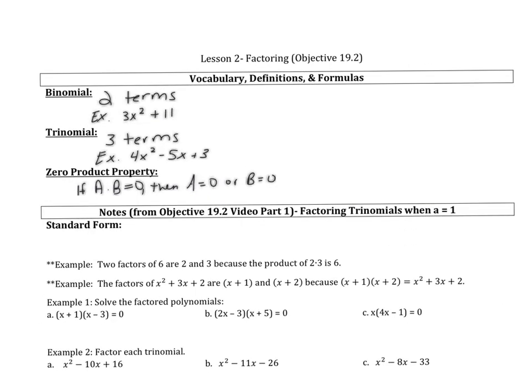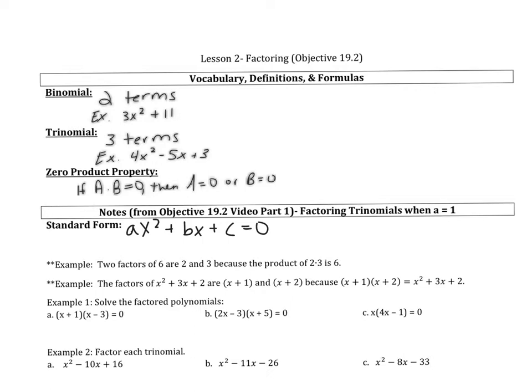Alright, so our notes from this section. Let's go ahead and review standard form, which we talked about last section. It's just ax squared plus bx plus c equals 0. And then let's go ahead and talk about what factoring is.